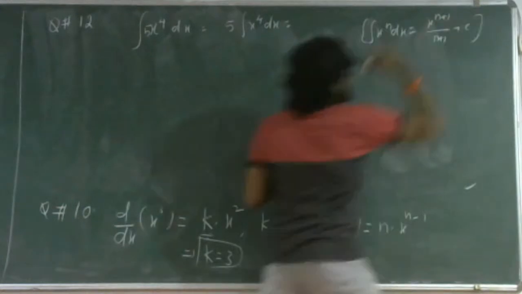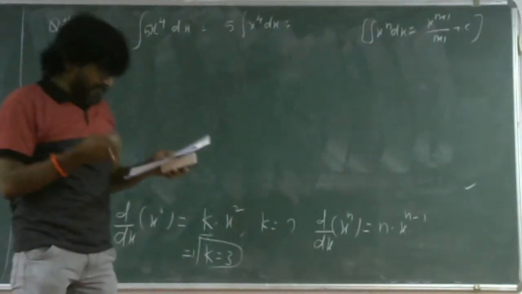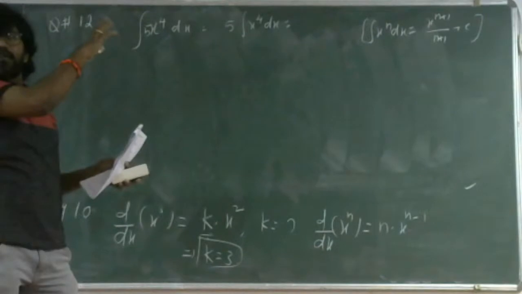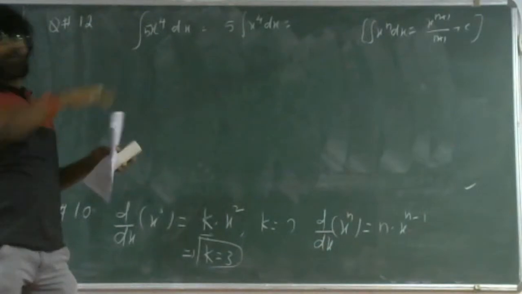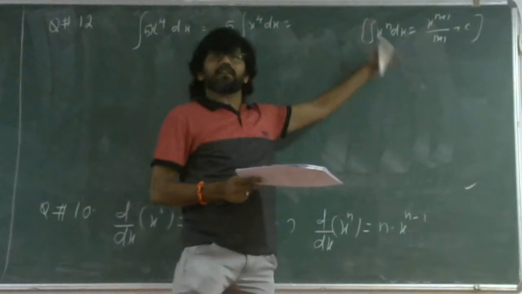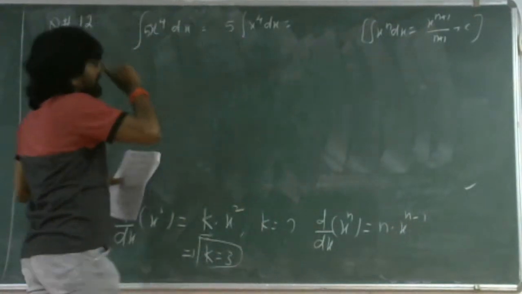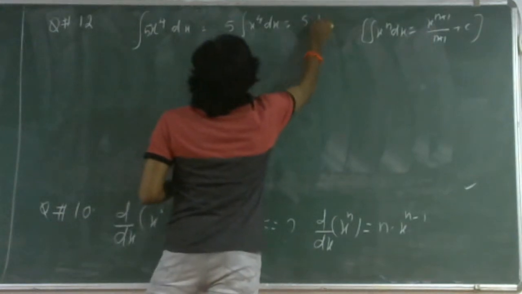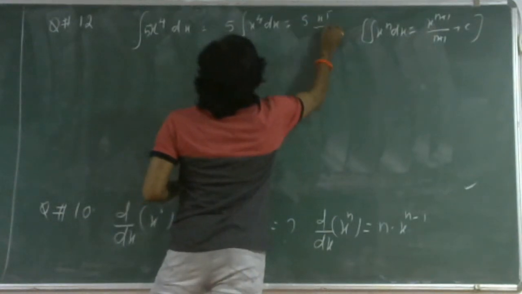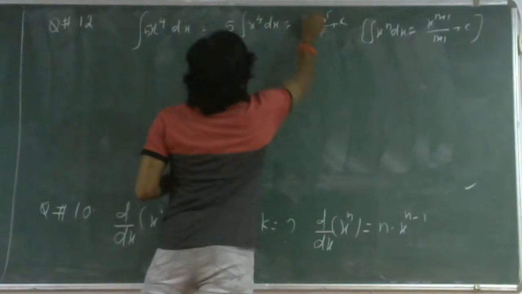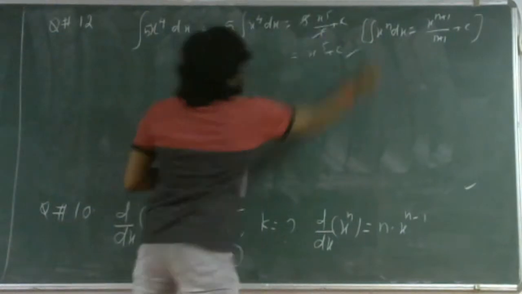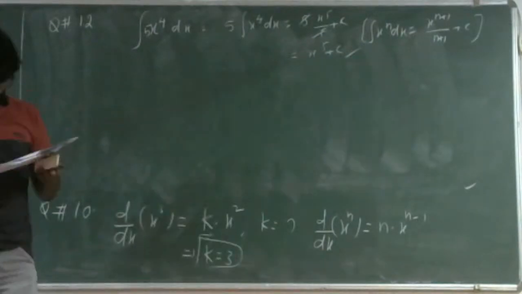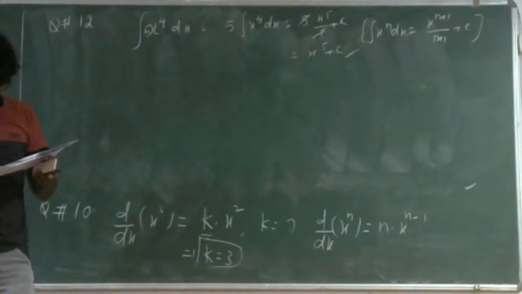Depending on the options, if it is a definite integral, you don't need to keep c. Indefinite integral means you have to keep c. So here, in place of n we have 4. So x power 4 plus 1 by 4 plus 1. So 5 into x power 5 by 5 plus c. So what do you get? X power 5 plus c. So which option? Option 2 is correct.